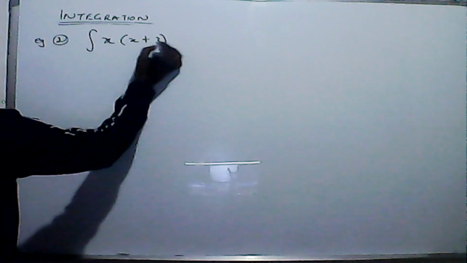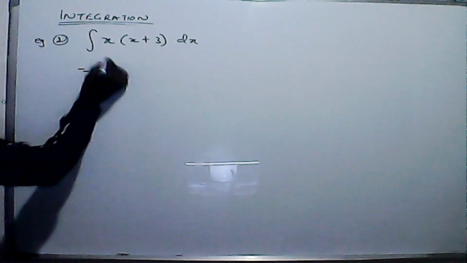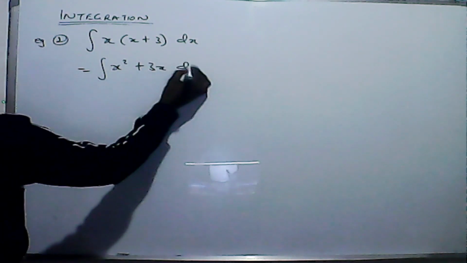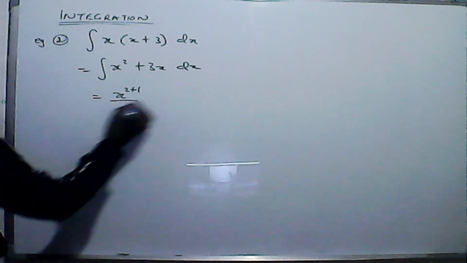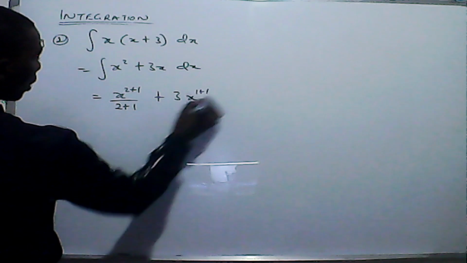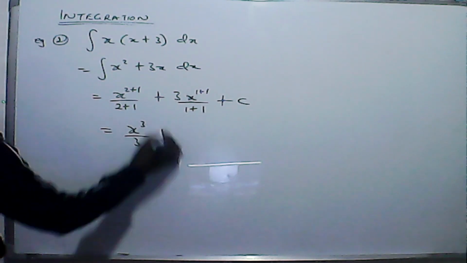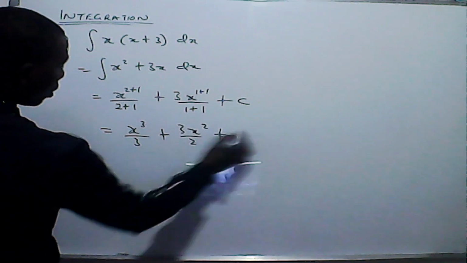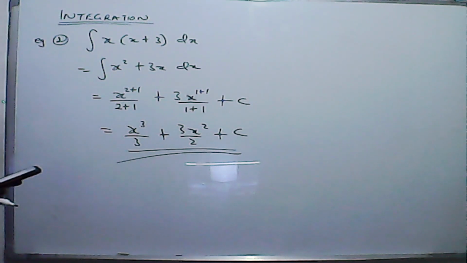Right, example number 2. Let's say we are given the integral of x times (x plus 3) dx. This can be written as the integral of x squared plus 3x dx, which is equal to x to the power 2 plus 1 over new power 2 plus 1, plus 3 times x to the power 1 plus 1 over 1 plus 1, plus a constant of integration, which is x cubed over 3 plus 3x squared over 2 plus c. This is how we integrate functions of x.